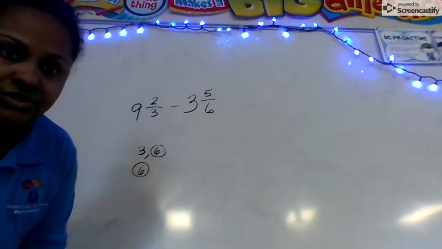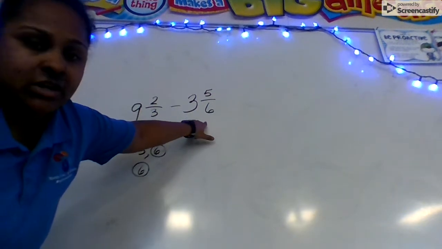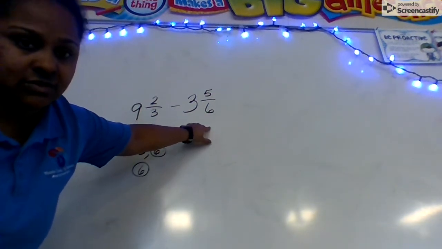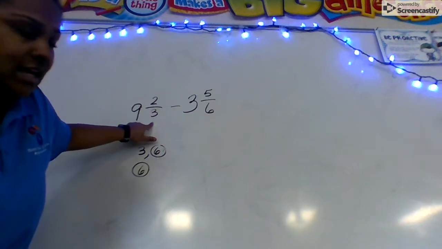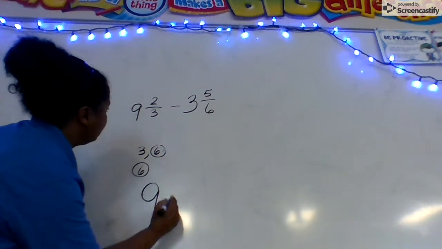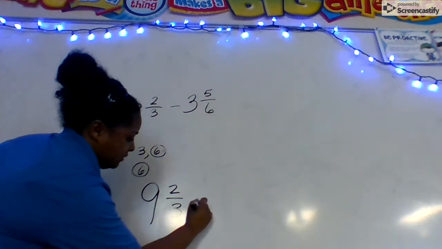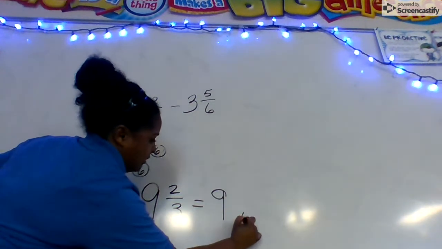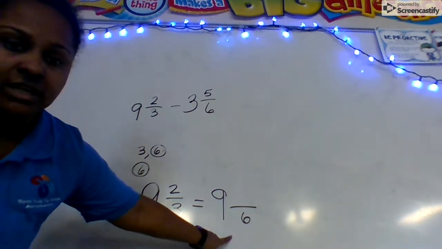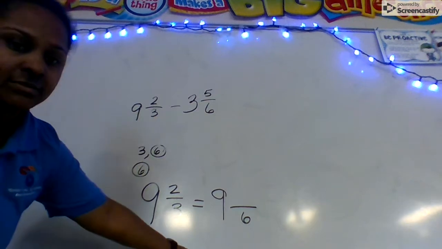So I need my denominators to be 6, which is great because this is already 6, so I don't need to do anything to this fraction. But I need to somehow think of an equivalent fraction that will give me the denominator 6.